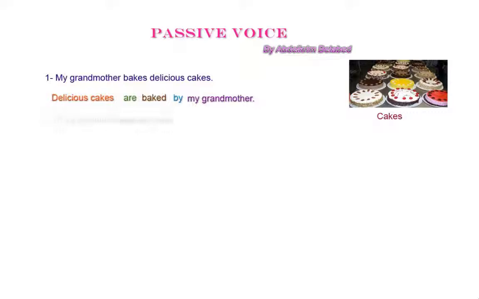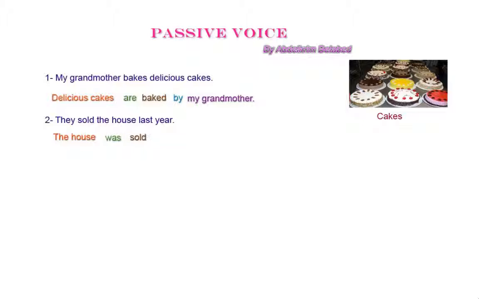Now, let's see another example. They sold the house last year. We move the object the house to the beginning. Then, we conjugate the verb to be in simple past as the verb sell is conjugated in simple past. Now, we put the active voice verb in the past participle form.